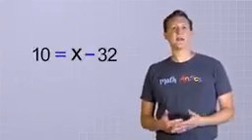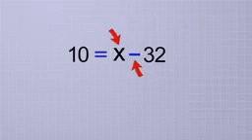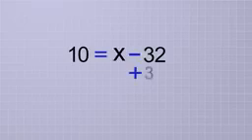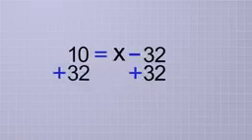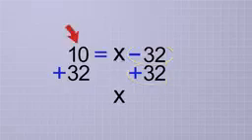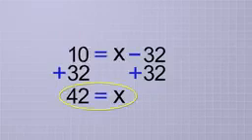Let's try another example like that. 10 equals x minus 32. Again, the x is not by itself because 32 is being subtracted from it. So to cancel that minus 32 out, we can just add 32 to both sides of the equation. On the right side, the minus 32 and the plus 32 cancel out, leaving just x. And on the left side, we have 10 plus 32, which is 42. Now we know that x equals 42.